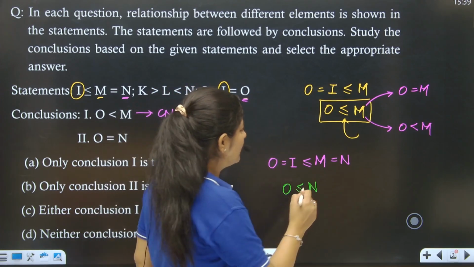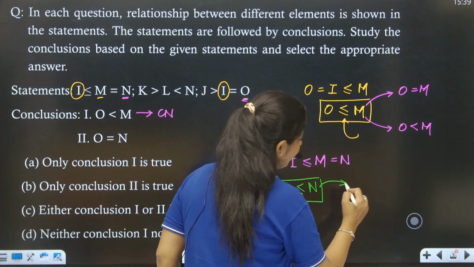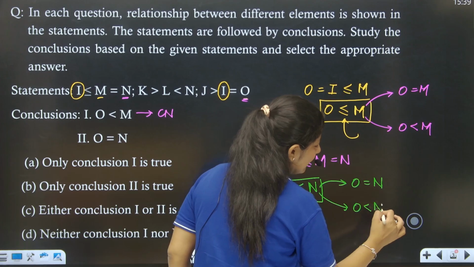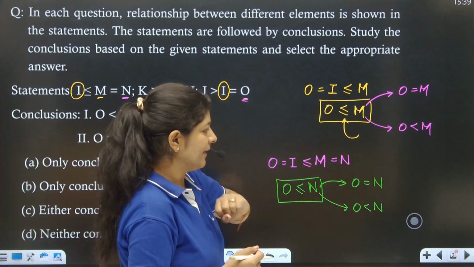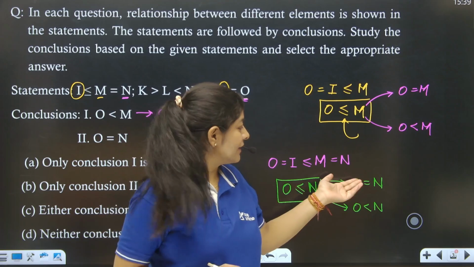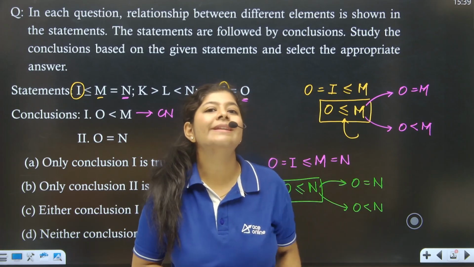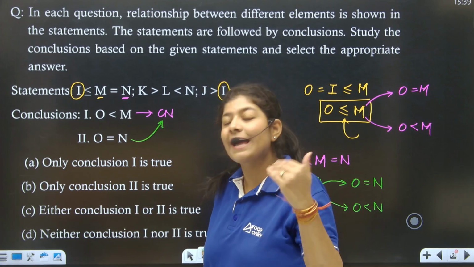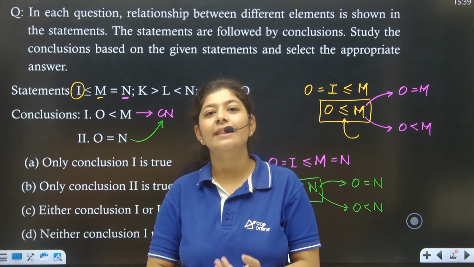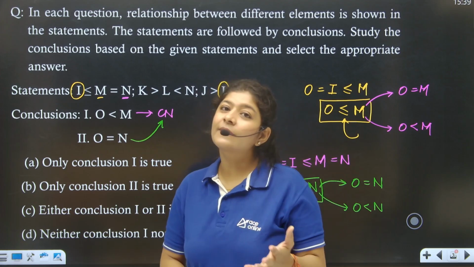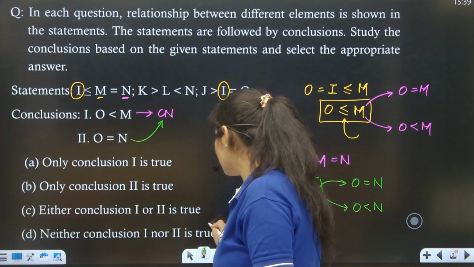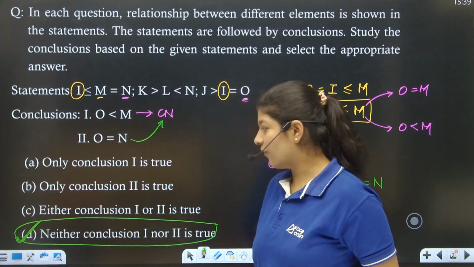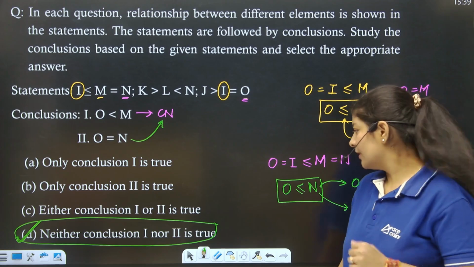From this again we derive that either O is equal to N or O is less than N. These two possibilities are here. There are chances that this one is true or that one is true, but at a time only one can be possible. So again we are not sure whether this is true or not, and that's why the second conclusion is also considered in the can't say condition. As both are in the can't say condition, we go with option D, which says that neither conclusion 1 nor conclusion 2 follows.